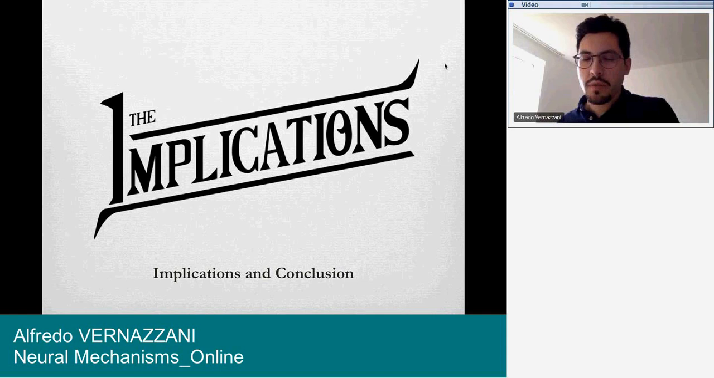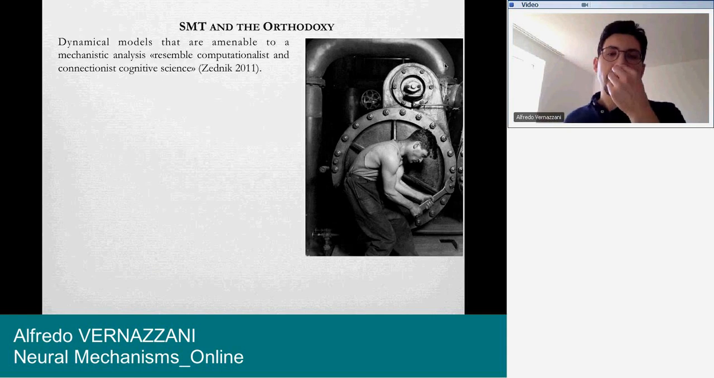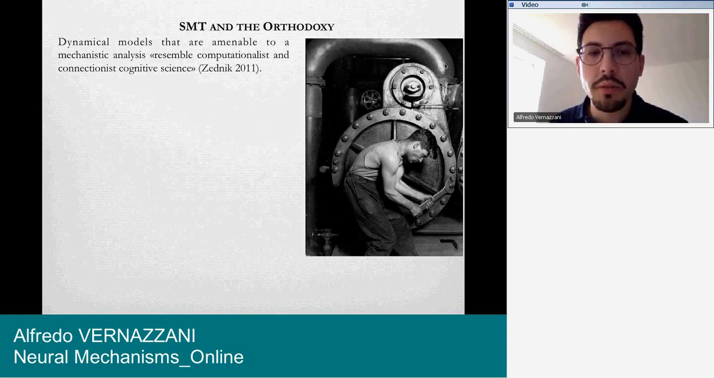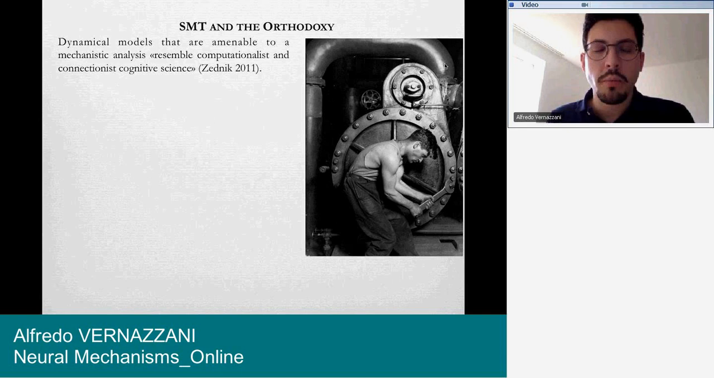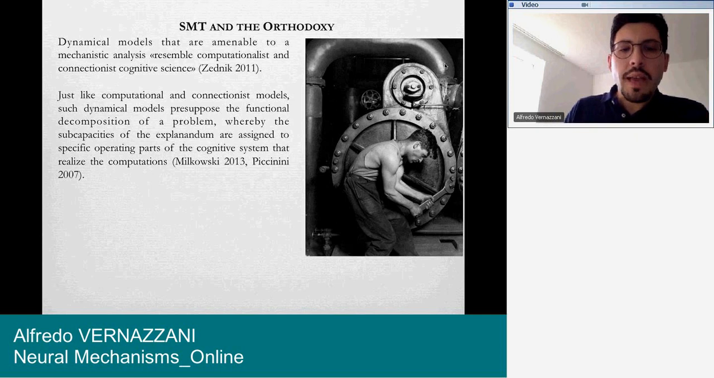Now we can draw some implications from that. First, as I said at the beginning, there is a kind of mainstream story about the structure of explanation in dynamical systems theory and mechanistic explanation. Dynamical models, as Zednik points out, that are amenable to mechanistic analysis resemble computationalist and connectionist cognitive science. And this is precisely the case of Beer's minimal cognition model. As we have seen, there are different elements that are performing computations. In that respect, even though we can study it from a dynamical perspective, it doesn't seem to be a radical alternative to the orthodoxy.